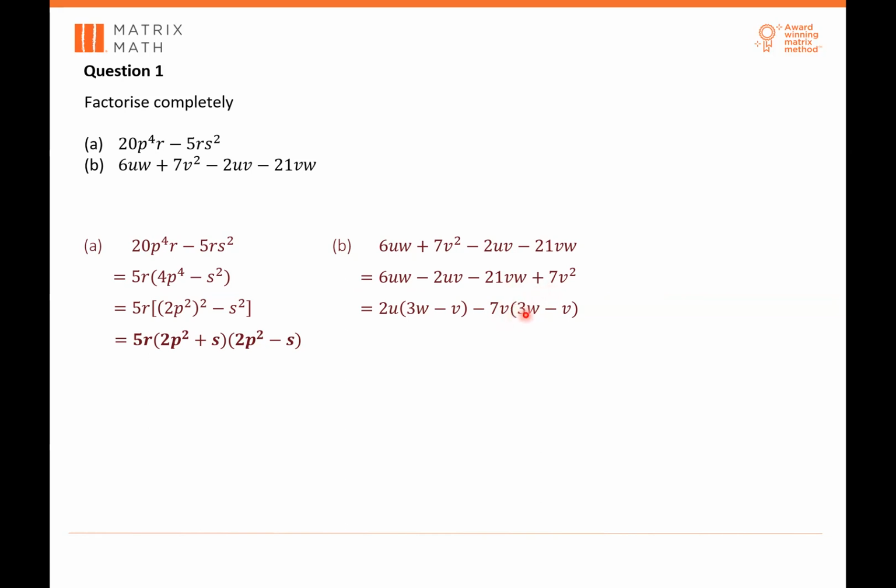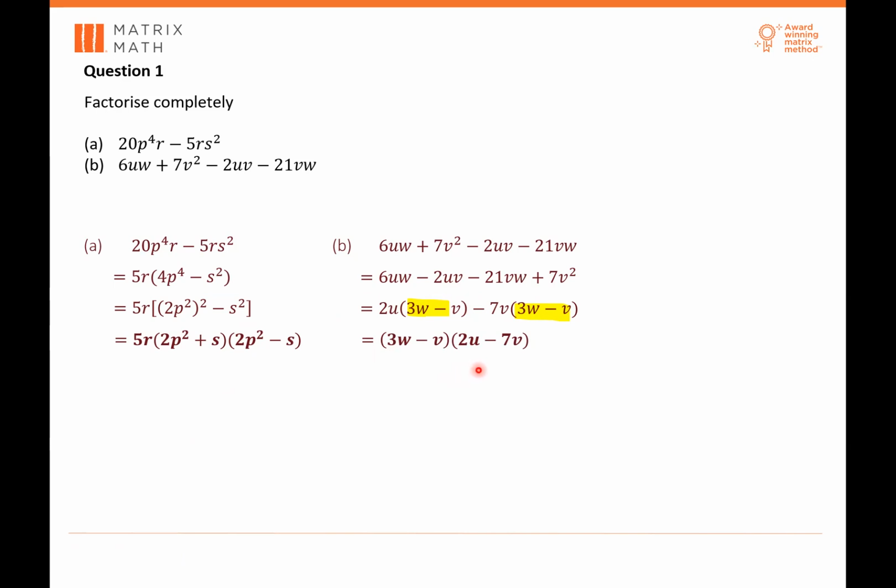You're left with 3W for the first term. And then I put minus V. Why is this minus V? Because I took out negative 7V. So you must make sure when you multiply this back, you get your positive 7V squared. So you realize that there's a common factor over here. You have 3W minus V for both of these two terms. So you can put your 2U minus 7V together. So my answer is 3W minus V, 2U minus 7V.